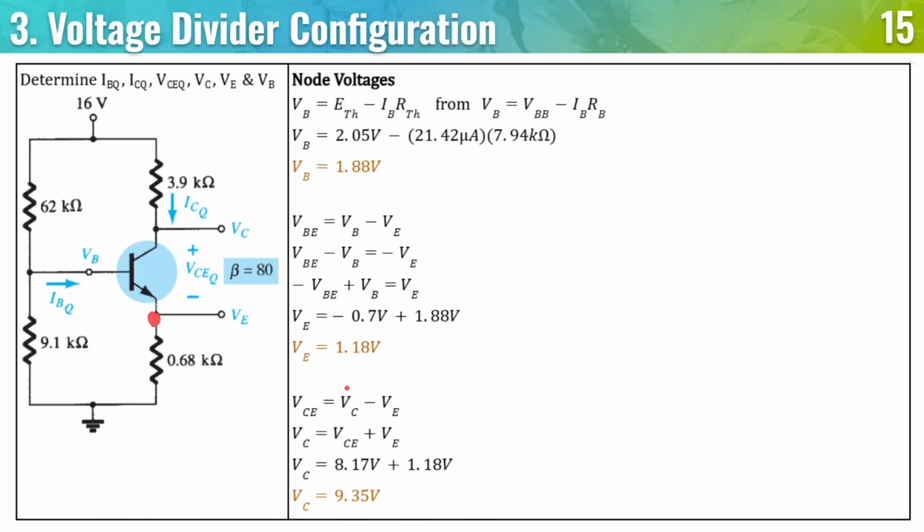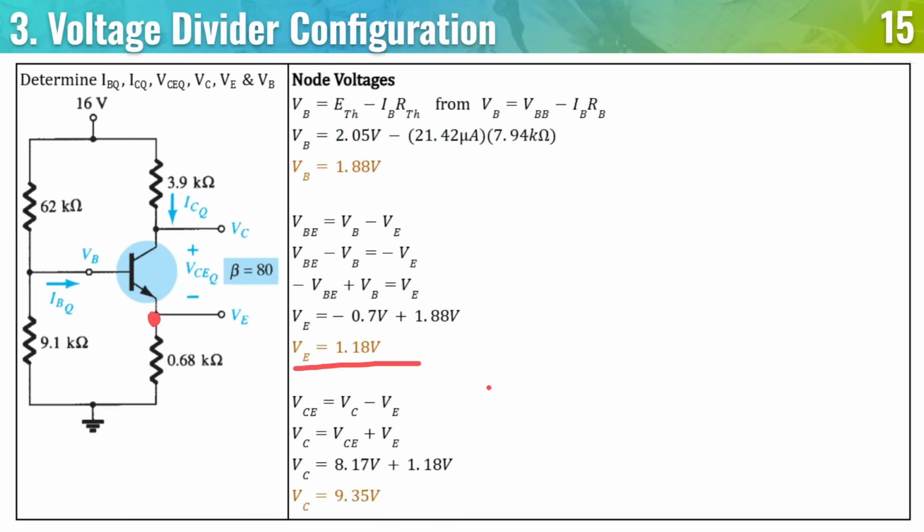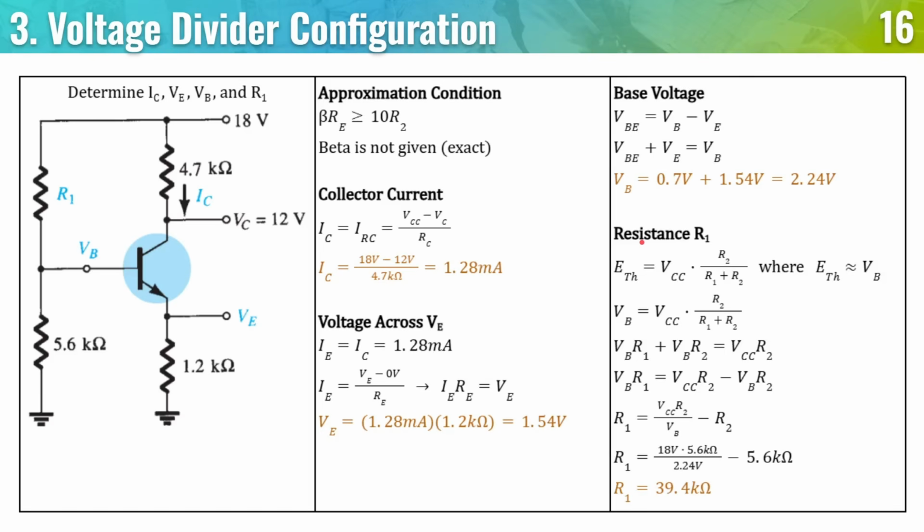Next, since you have the VE and you already know VCE, then you can just rearrange it. So VCE is equal to VC minus VE. Rearrange that to solve for VC. And you have 8.17 plus 1.18 volts is equal to 9.35 volts. So that is the end of this item.